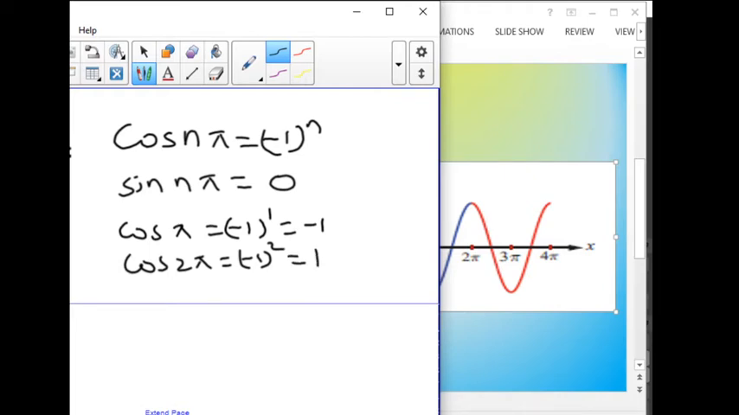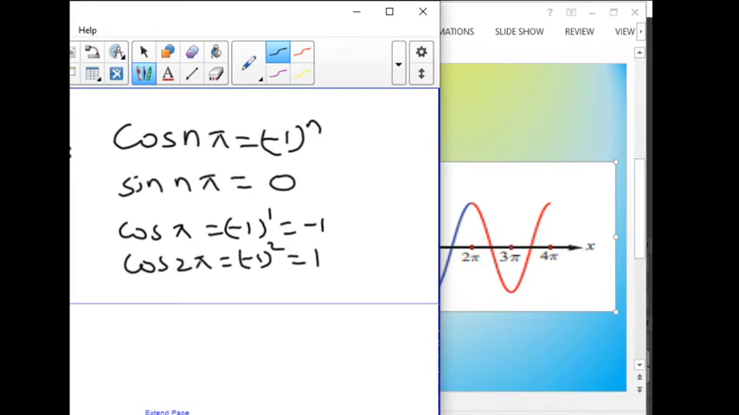So when the power is odd, we get minus 1. When the power is even, we get 1. Or we can also say when n is odd, we get minus 1. When n is even, we get plus 1. And what about sin n pi? For any value of n, sin n pi is equal to 0. So with this only we have drawn the graph.